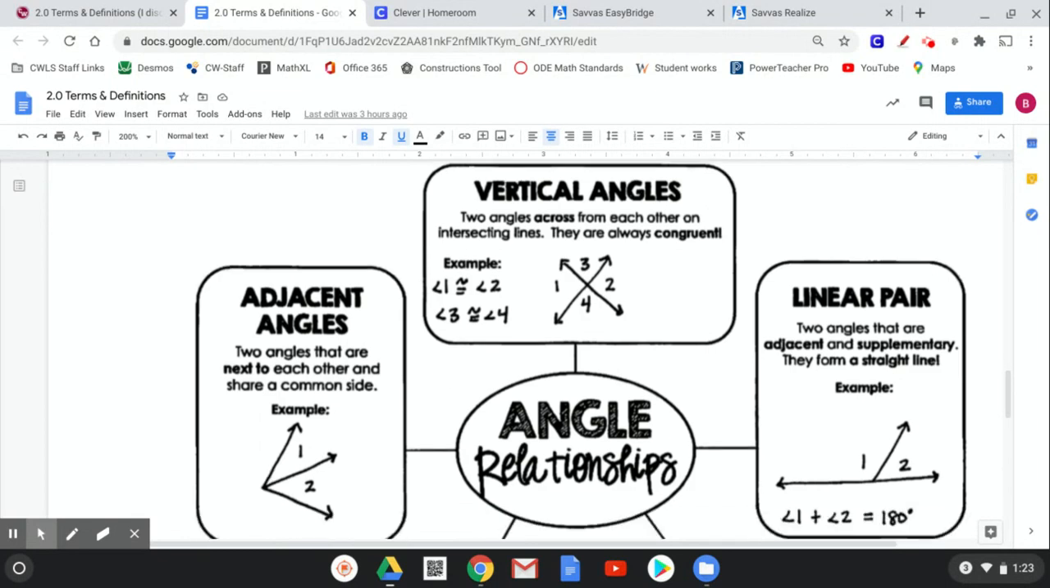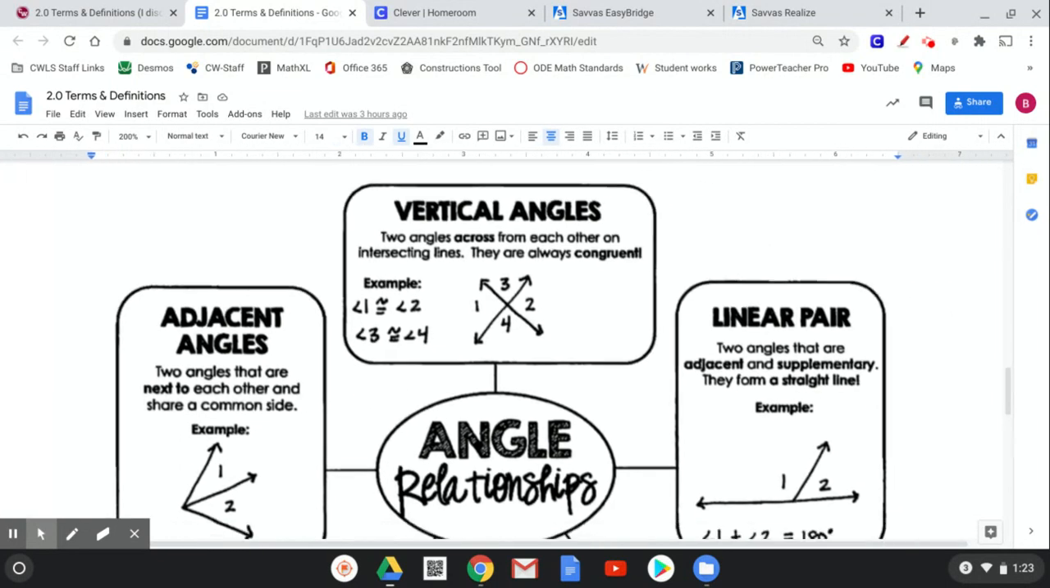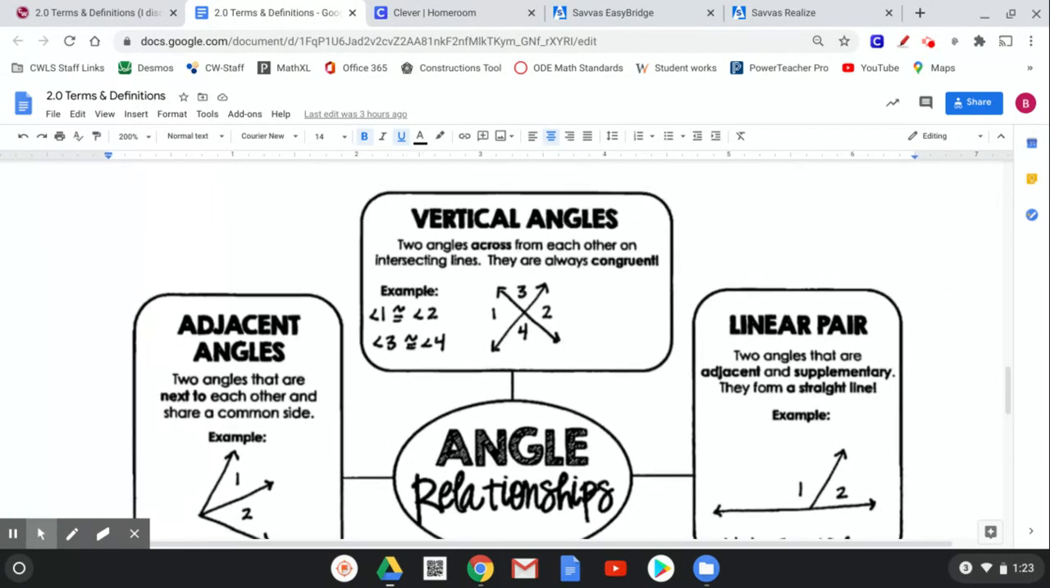So the next thing I want to talk about is vertical angles and all these other angle relationships. Okay. So the first one's vertical angles. These are angles that are across from each other, and they're going to be congruent. So if you look at this 1 and 2, they're congruent. Okay, they're across from each other. This is something we're going to use for the rest of the year.